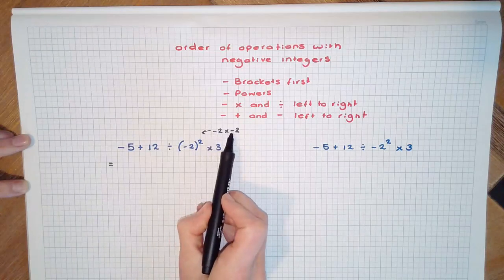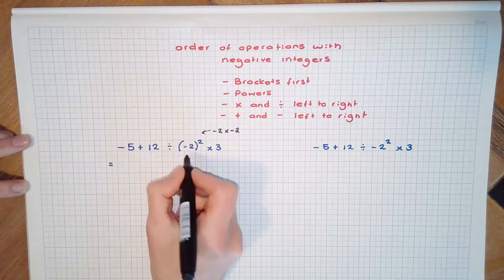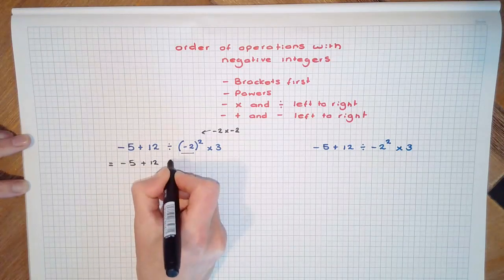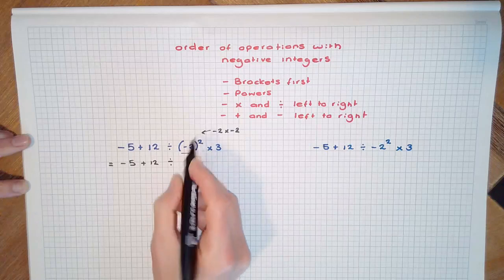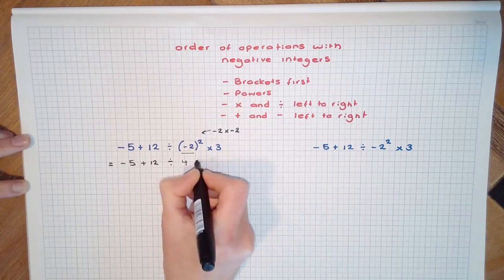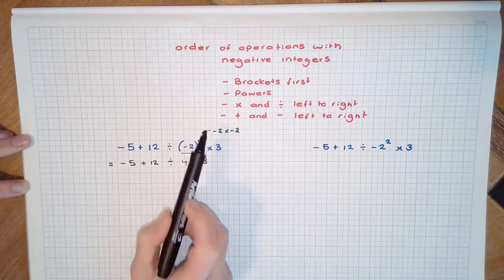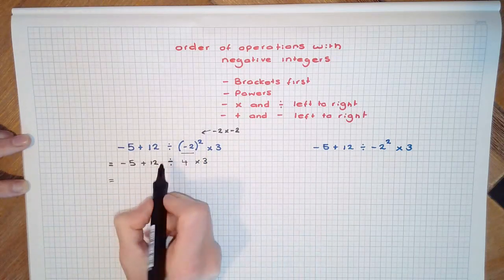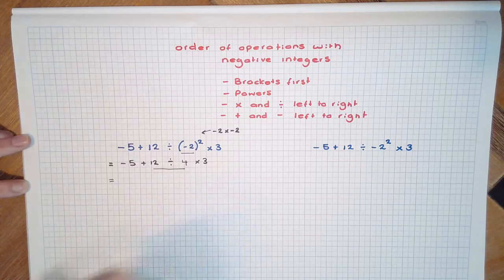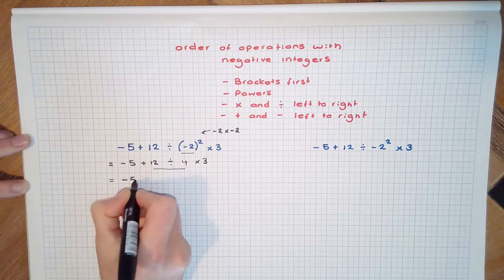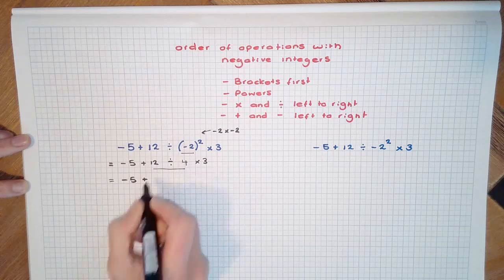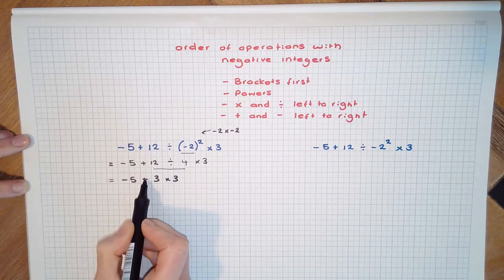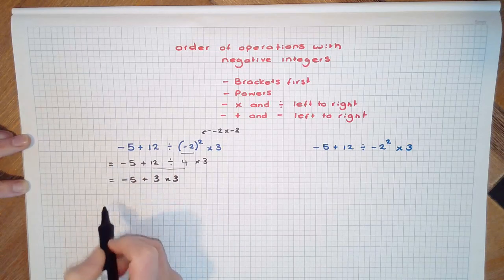Recalling that the product of two negative numbers is positive, we will rewrite the sum, negative 5 plus 12 divided by negative 2 squared being positive 4 times 3. Now we follow the normal order of operations, doing multiplication and division working left to right first. Our first is our division, negative 5 plus 12 divided by 4 being 3. Only performing one part of the sum per line, lining up our equal signs.